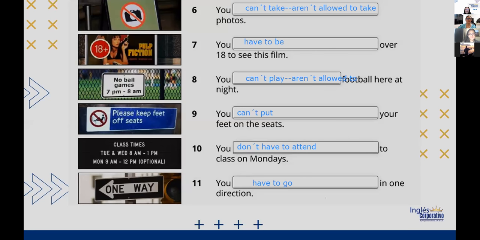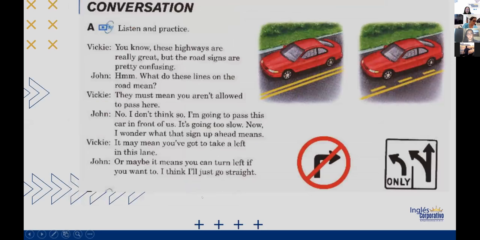Yes. I know. Okay, this is just a review from the class we had yesterday. So it's okay. We're just repeating. Permission, prohibition, and obligation. Okay? Now we have a conversation about driving. The ones that drive will relate easily, right?